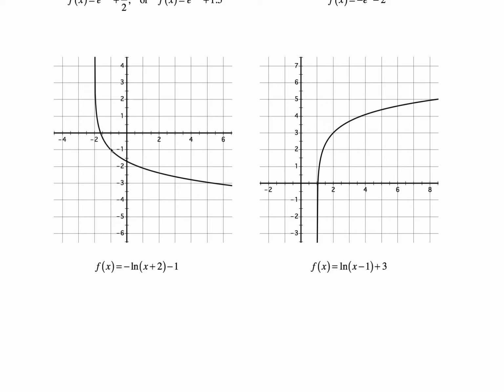Well, as I said previously, the x-intercept of an untransformed logarithmic function is x is 1, y is 0. So we can see that this point has been shifted left 2 and down 1. So left 2 is x plus 2, so it's natural log of x plus 2, and down 1 means that we put a negative 1 at the end outside the function, and once again, don't forget to put your negative in front of the function.